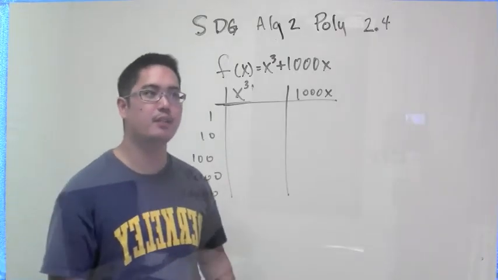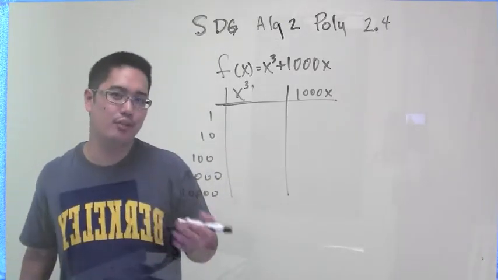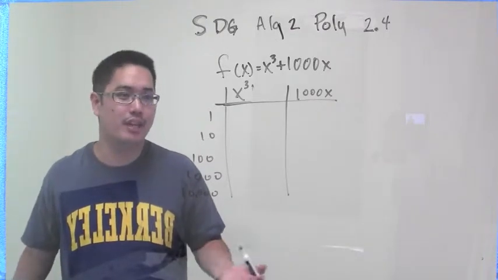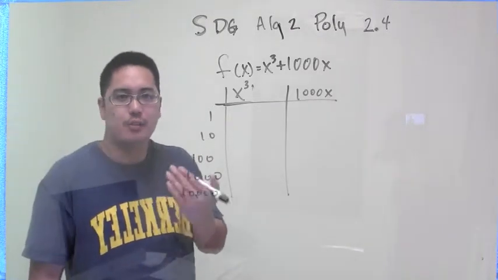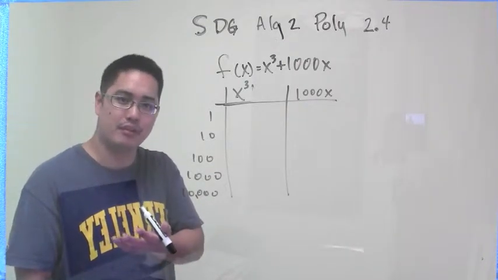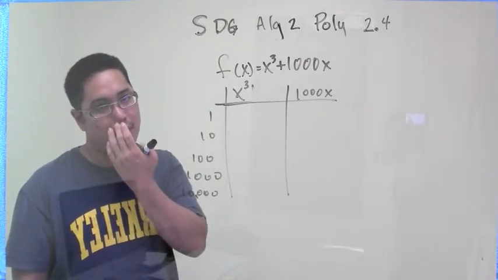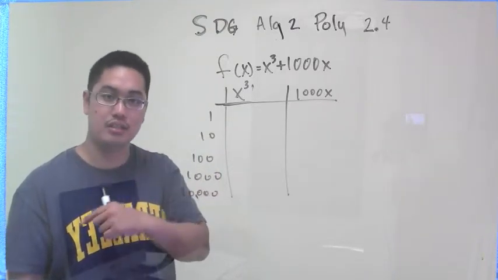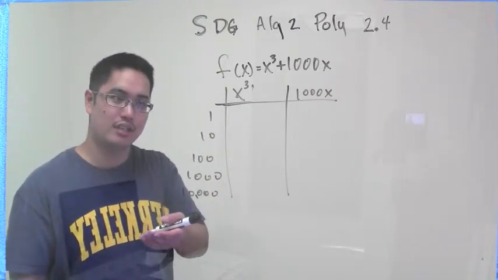Alright, here's a concept I want to hit with you: the end behavior of the graph. Why do we care about the end behavior so much? It helps us understand how the graph looks. By end behavior, I mean whether the graph starts and stops in the same direction.